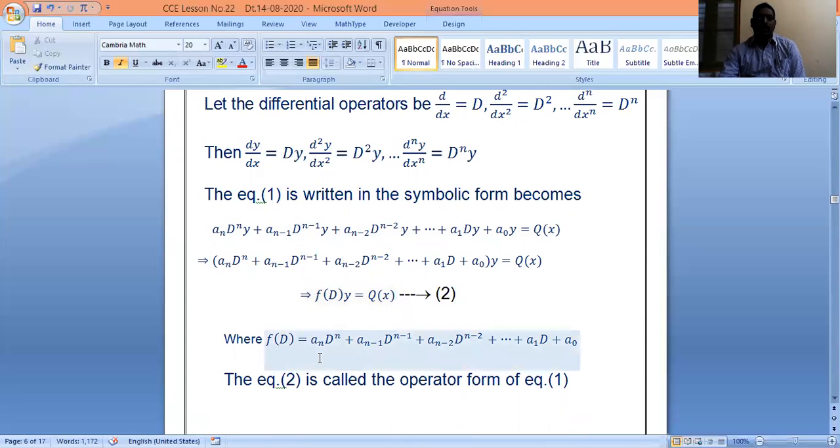Here f(D) is a_n D^n + a_(n-1) D^(n-1) + a_(n-2) D^(n-2) up to and so on a_1 D + a_0. Equation 2 is called the operator form of equation 1.